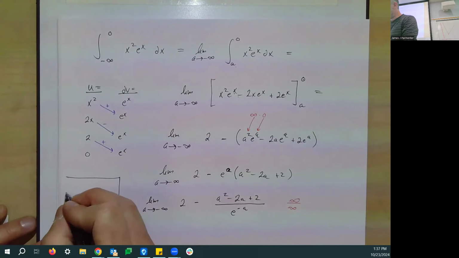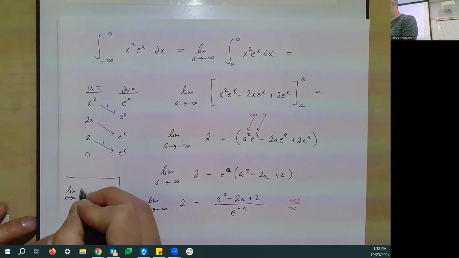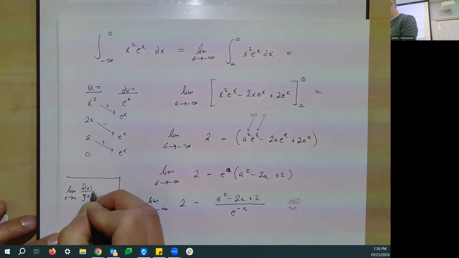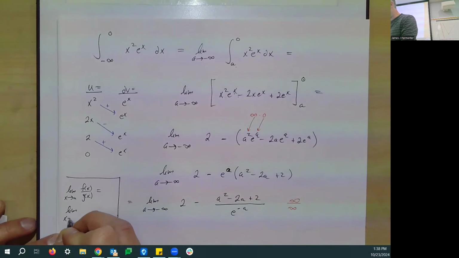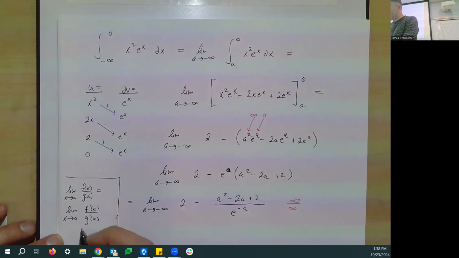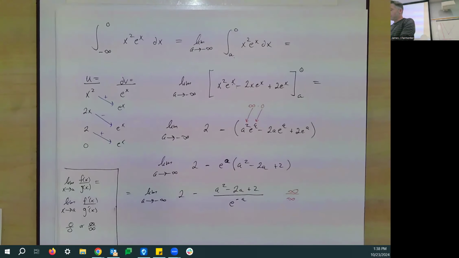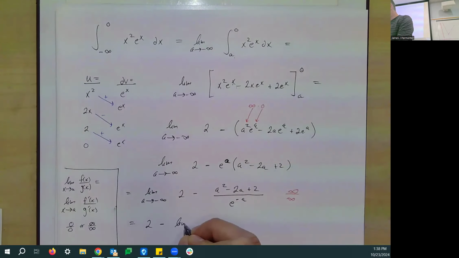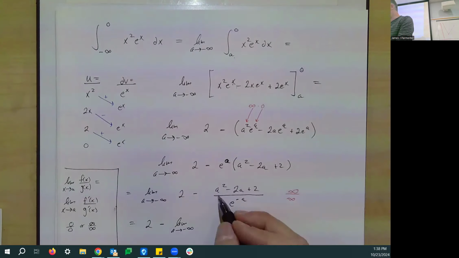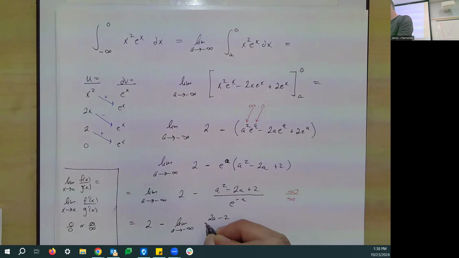L'Hopital's rule says that the limit as x goes to whatever of f of x over g of x is equal to the limit as x goes to whatever of the derivative of f of x over the derivative of g of x, as long as it's a 0 over 0 or infinity over infinity type. So that's the very, very short of how L'Hopital's rule gets applied. So here, I'm just going to bring this 2 out in front because it can just kind of chill there. We're going to take the derivative of the top, which is 2a minus 2, over the derivative of the bottom, which is negative e to the negative a.